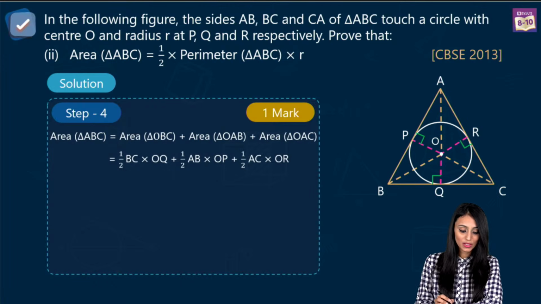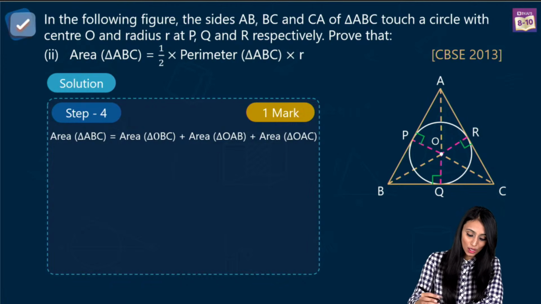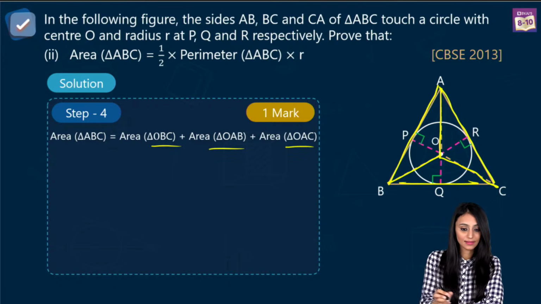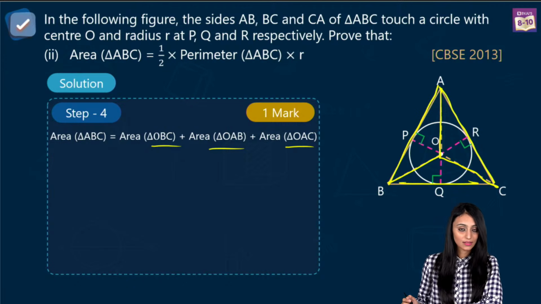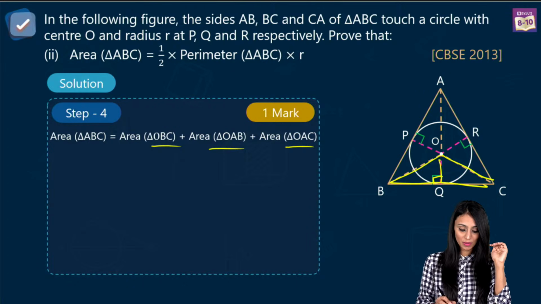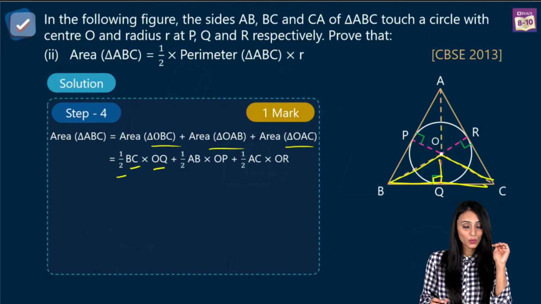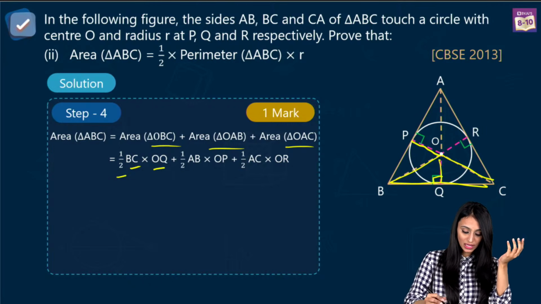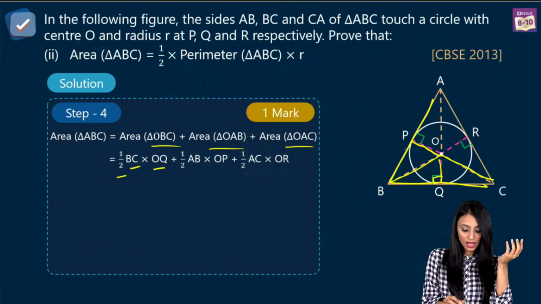All right. So area of triangle ABC could be written as area of OAB, OBC and OCA. These three triangles are there. And now we have dropped these perpendiculars from the center, OP, OQ and OR. If I talk about triangle OBC first, we have the perpendicular. Area of a triangle is half times base times height. So half times BC times OQ. Similarly for OAB, half times OP times AB. Similarly for the other one, half times AC times OR.